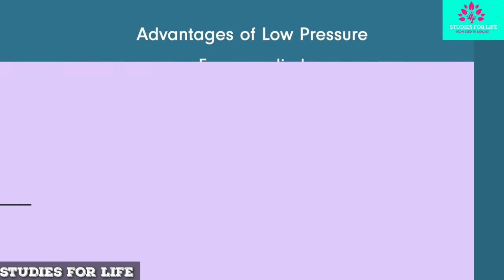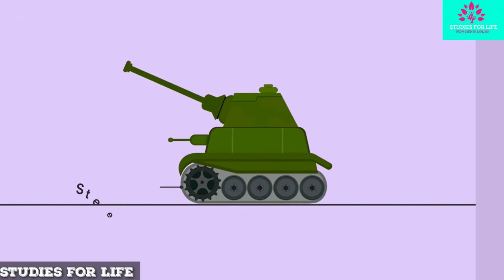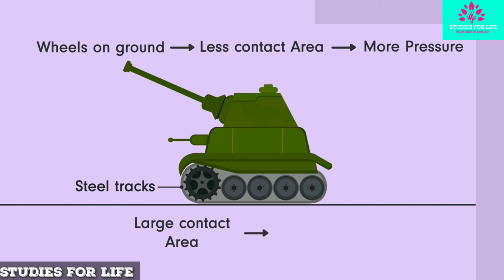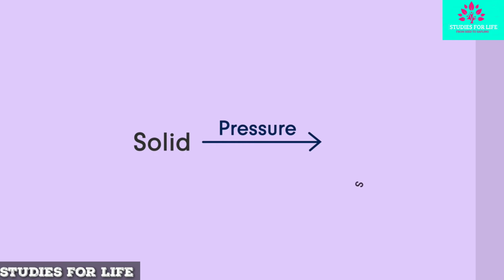Have you ever wondered why the wheels of an army tank run on steel tracks rather than on the ground? Notice that the wheels are on steel tracks and are not touching the ground. The army tank is huge in size. If the wheels run on the ground, due to less contact area with the ground, the pressure on the ground will be massive. However, the tracks have a much larger area of contact with the ground and hence the pressure on the ground is reduced to a great extent. In all the examples that we have seen in this video, it is the solid which is applying pressure on another solid.